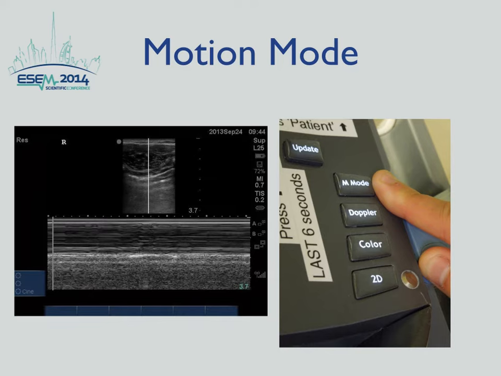The M mode, or the motion mode, plots a wave that demonstrates the motion of the tissue structure of interest relative to the transducer image plane, which is the white line that crosses the structure, on a vertical axis and time on a horizontal axis. This is often used simultaneously with the B mode scanning to study the motion of valves or to measure and document fetal cardiac activity.